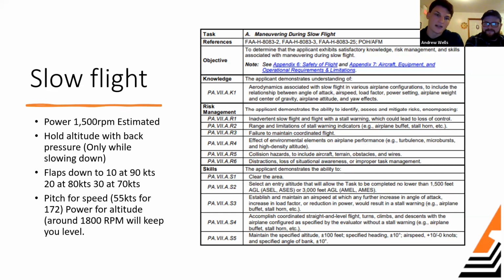Once we're established on the heading, we're going to reduce our power to 1500 RPMs. As you reduce that power, right, that nose is going to want to fall. You're going to want to lose some altitude.